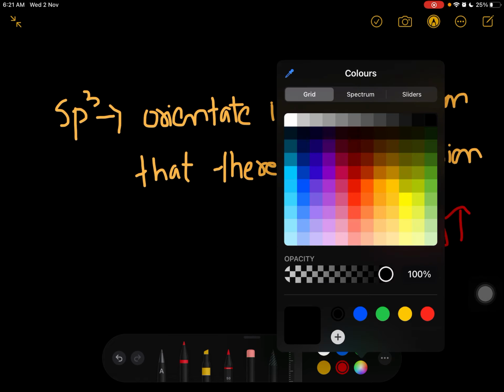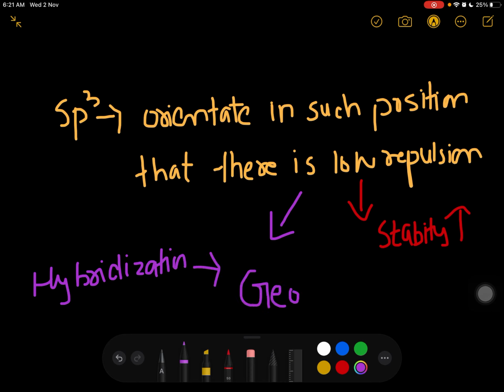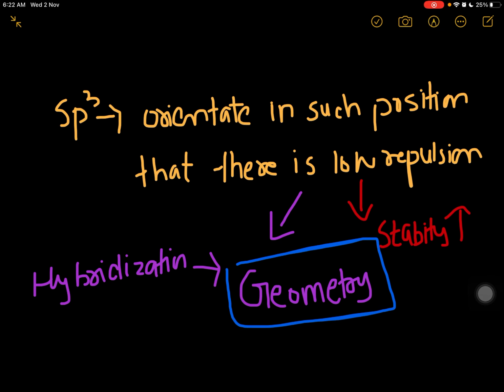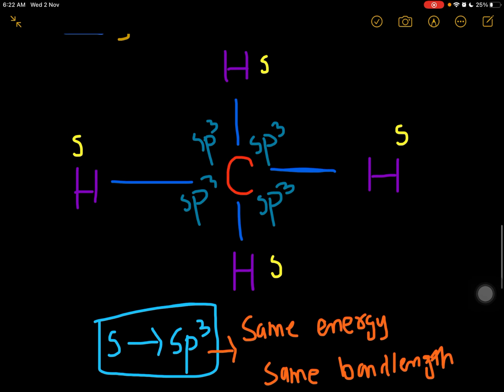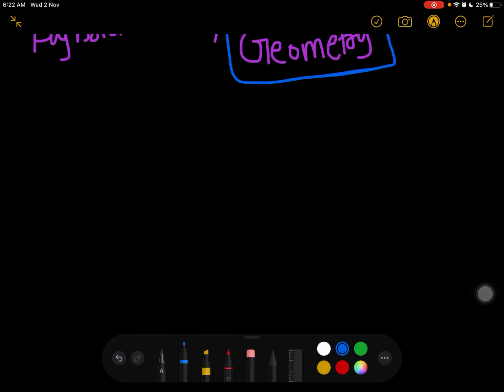And because of this, hybridization gave the concept that hybridization is responsible for geometry. The hybridization is responsible for geometry, right? So I have mainly completed all the points, but still I'll be forming the whole list of tables.